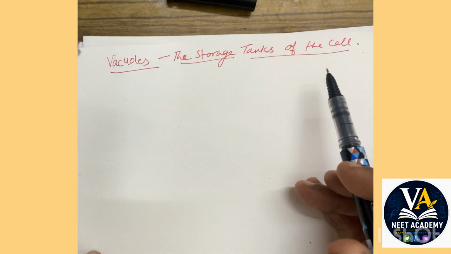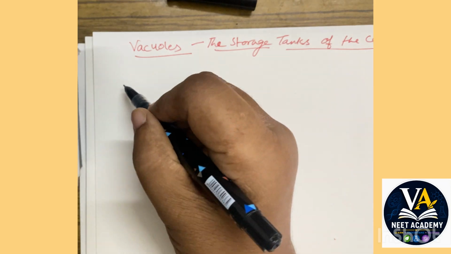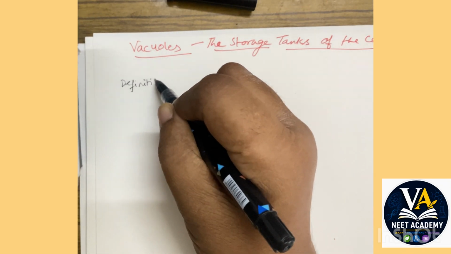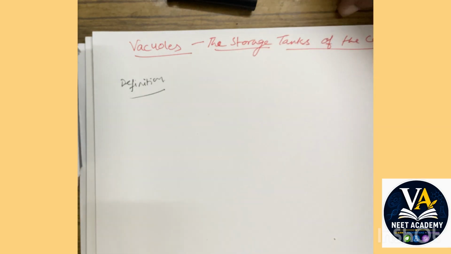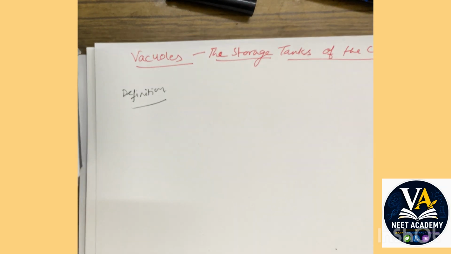Today's class is on vacuoles, the storage tank of the cell. Vacuoles, the storage tank of the cell. So let's see the definition first. How can you define the vacuoles?